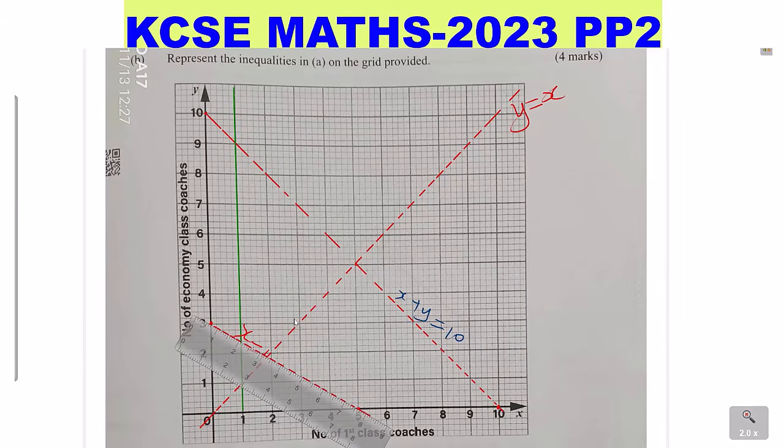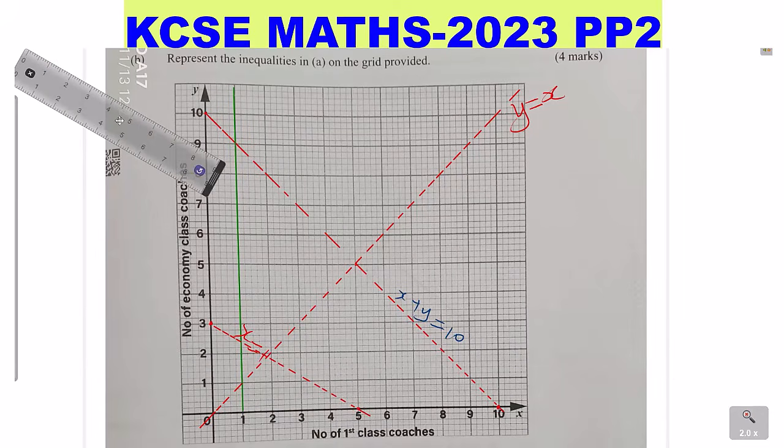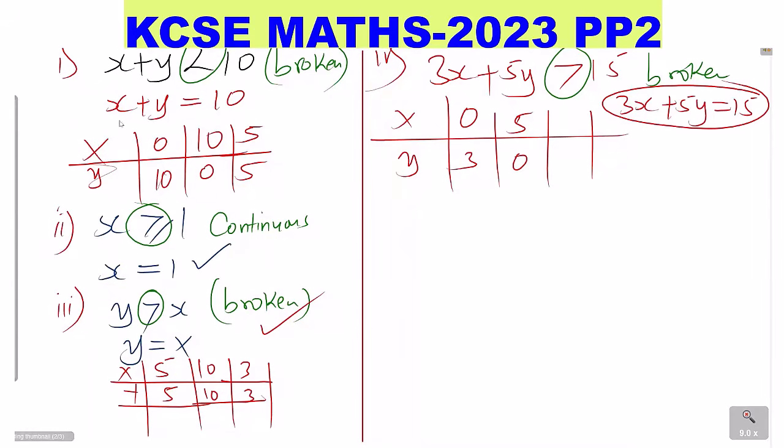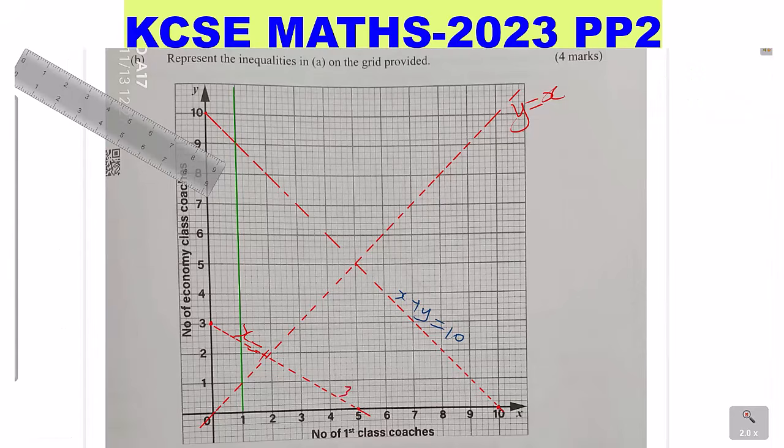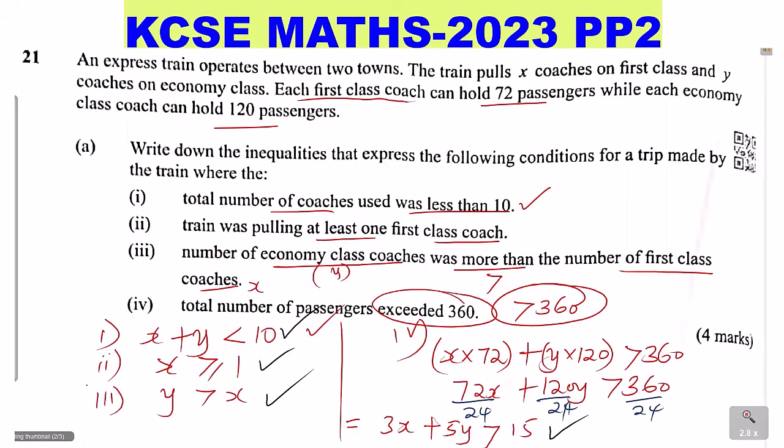Now after doing that, you have all the lines. Let me write the equation of this line: 3x plus 5y is equal to 15. So now we have all the lines. We have this line, x is equal to 1. The four lines are there. The next step is to shade the unwanted sides in order to remain with the required region, or the feasible region. We're going to start with the first line, which is x plus y.